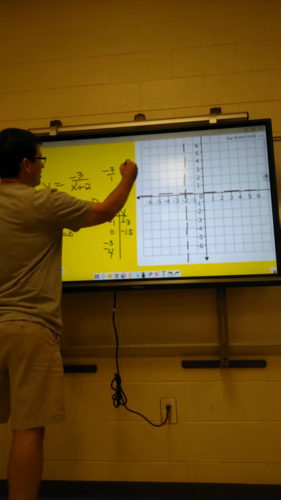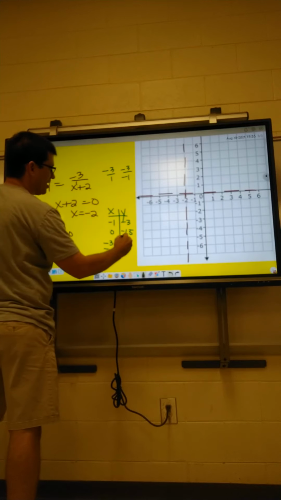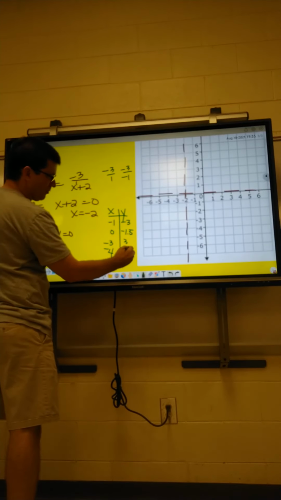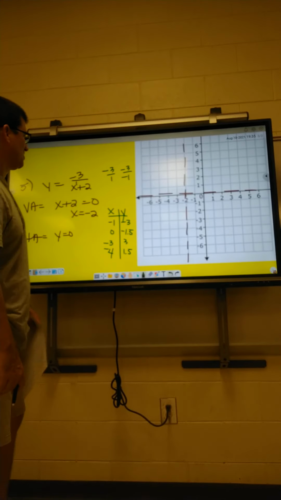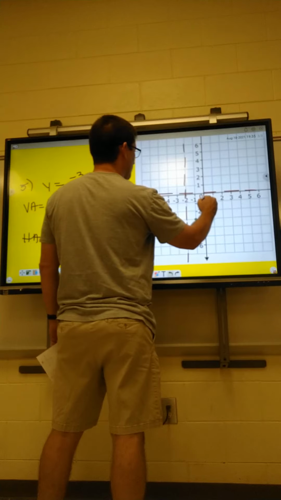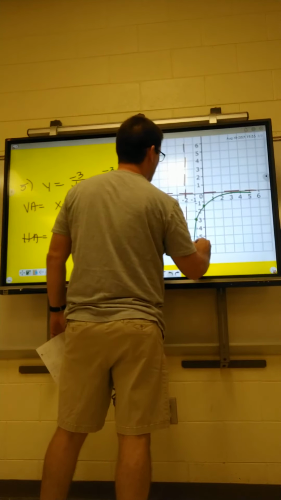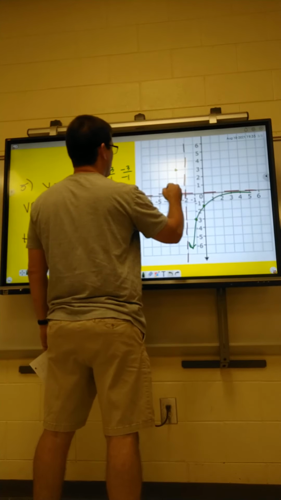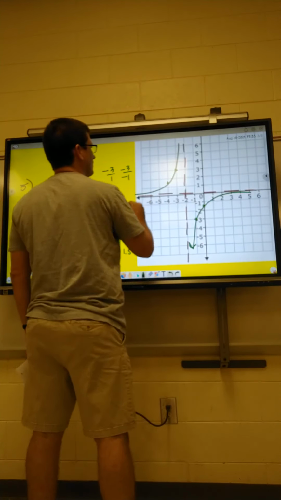Plug in negative 3, that'd be negative 3 on top, negative 1 on the bottom, that's positive 3. So we can go ahead and assume that's going to be positive 1.5. If it's got a pattern, go ahead and use it. So negative 1, negative 3, 0, negative 1.5. Negative 3 up 3, negative 4 up 1.5. There you go.